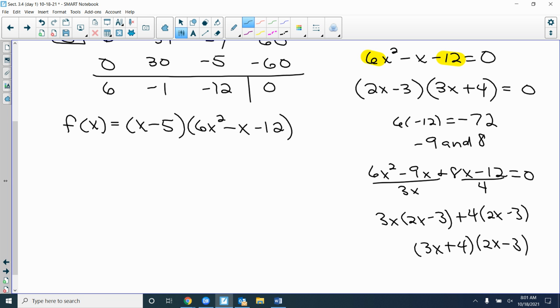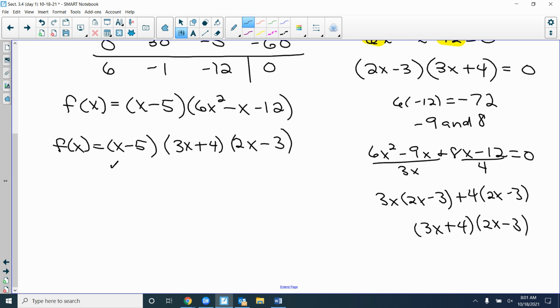Okay, so now here's what I got. F of x equals x minus 5 times 3x plus 4 times 2x minus 3. So what are my zeros? Well, I know a lot of you do this in your head, which is fine. Just don't make a careless mistake. You're really setting each of these equal to 0.